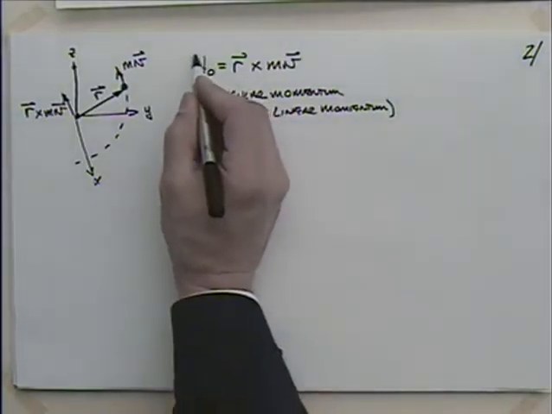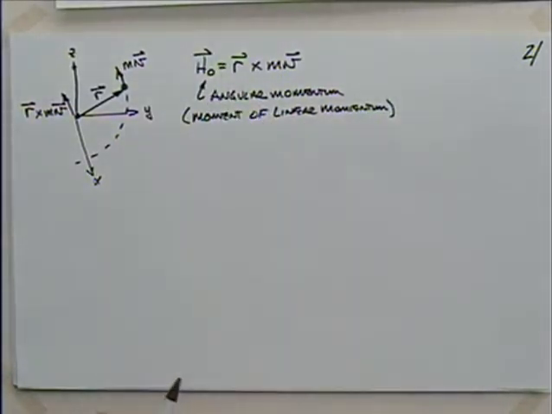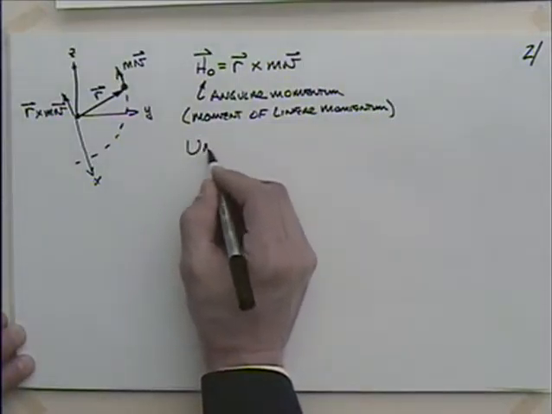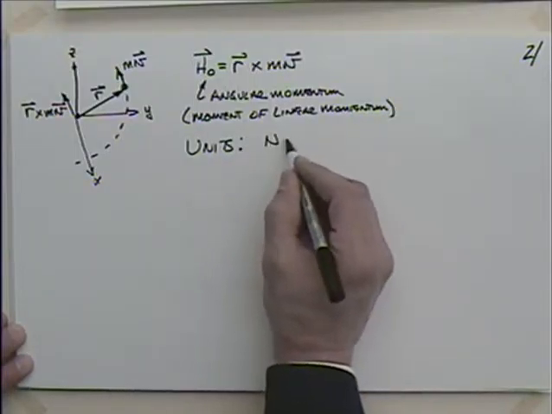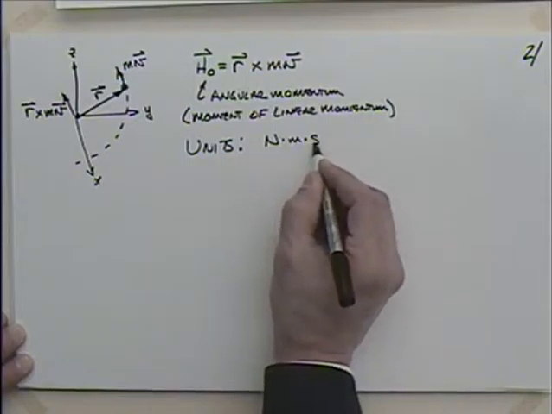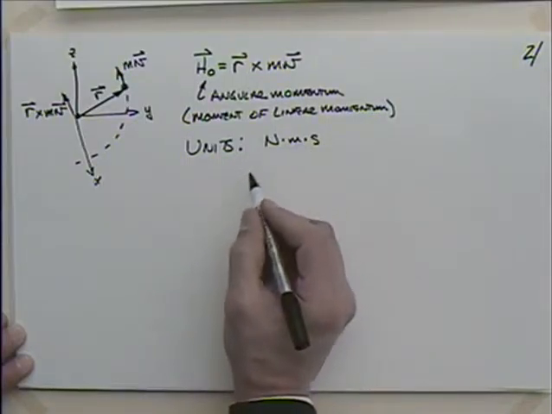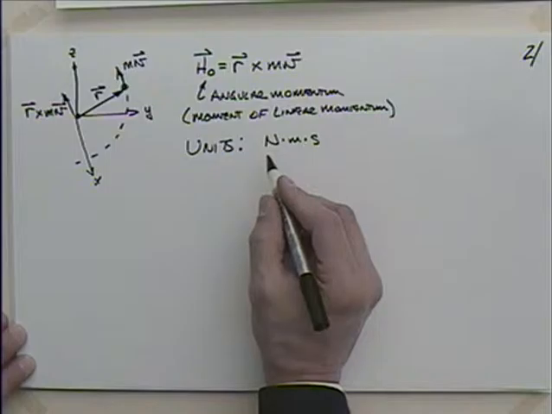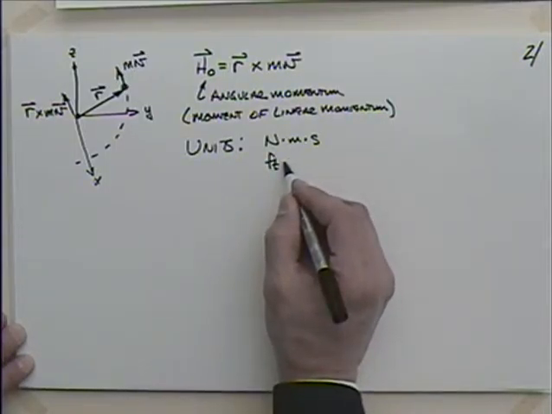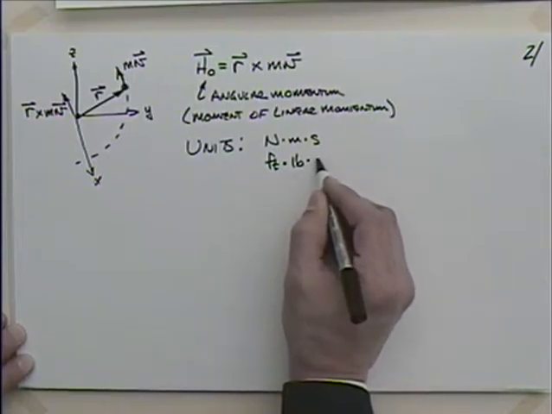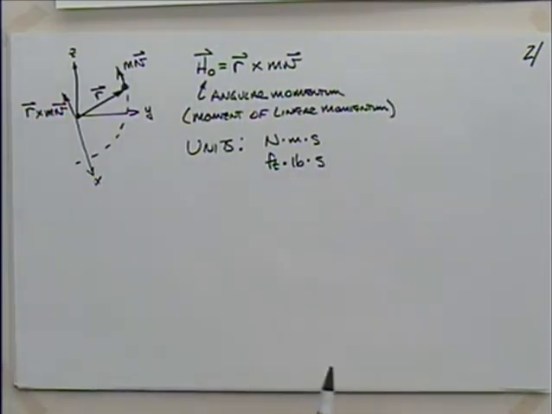I think I'm missing a vector. It's a vector quantity here. If I look at units on this, we're just going to add a length component to the linear momentum. So instead of newtons times seconds, we'd have newton meters times seconds in the metric system. Or in the English system, instead of pounds times seconds, we'd have feet times pounds times seconds.